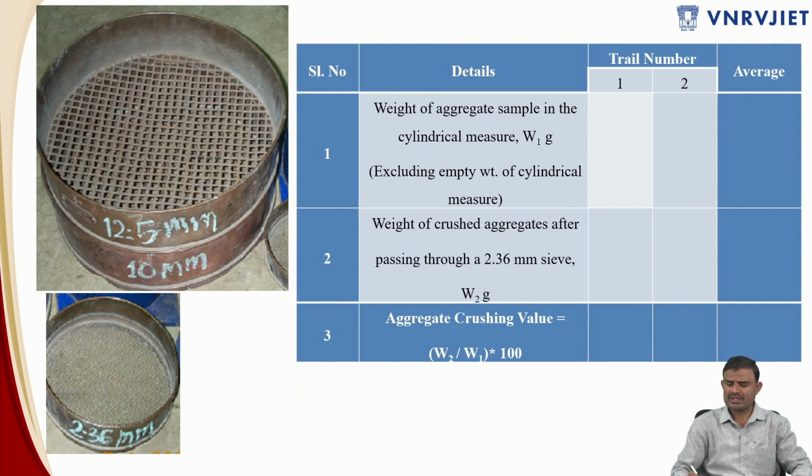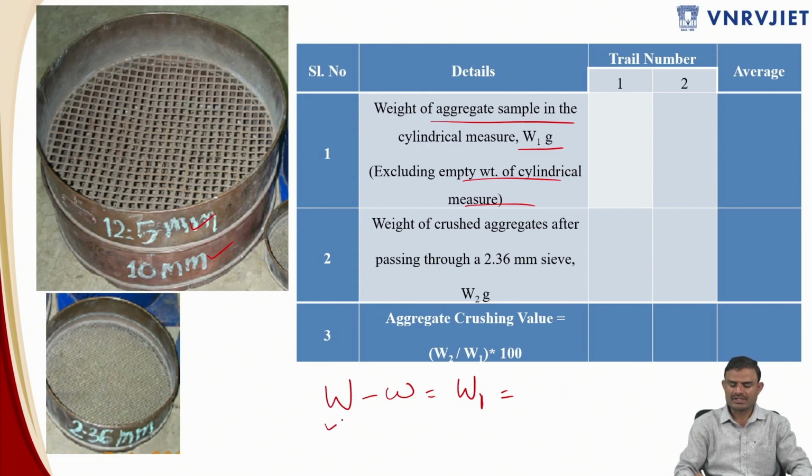So this is one table that you can see over here for calculating the aggregate crushing value. This is the 12.5 mm sieve and this is the 10 mm sieve, the aggregate initially taken. You have to take the weight of the aggregate sample in the cylindrical measure, represented as W1, excluding the empty weight of the cylindrical measure. Previously I showed you an empty cylindrical measure. You have to exclude the weight of the cylindrical measure while taking the weight of the aggregate. If you have taken the weight of the cylindrical measure with aggregate as capital W, and again the weight of the empty cylindrical measure as small w, the difference gives rise to capital W1, which is the weight of the aggregate present in the cylindrical measure.